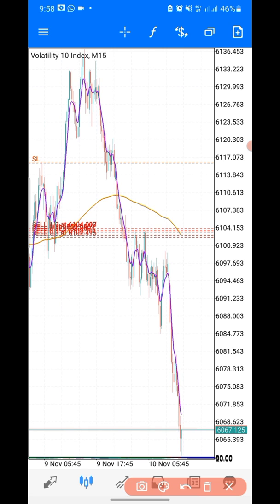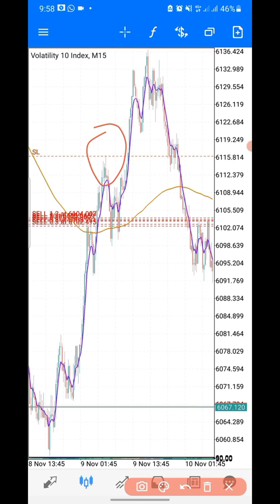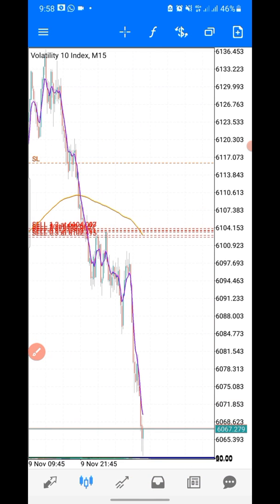In the case of this V10, this was the closest swing high. This that you see here was the closest high, and that is where I placed my stop loss, and I anticipated the closest swing low, which is this, the next low. So this is a simple way you can make use of this strategy.